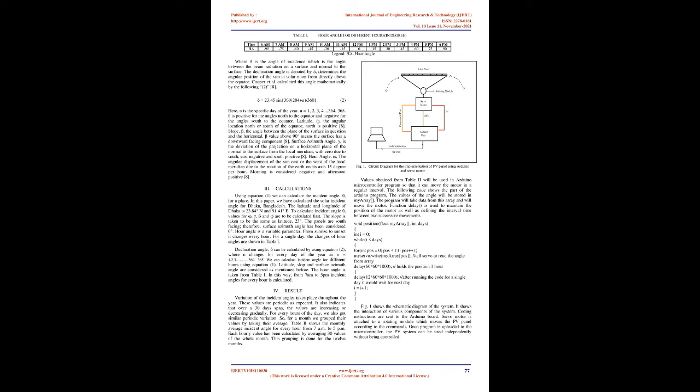δ = 23.45 sin(360(284 + n)/365). Here, n is the specific day of the year, n = 1, 2, 3, ... 364, 365. It is positive for the angles north of the equator and negative for the angles south of the equator.